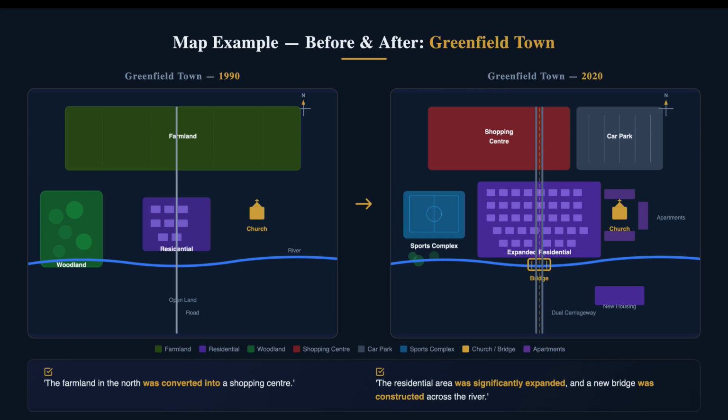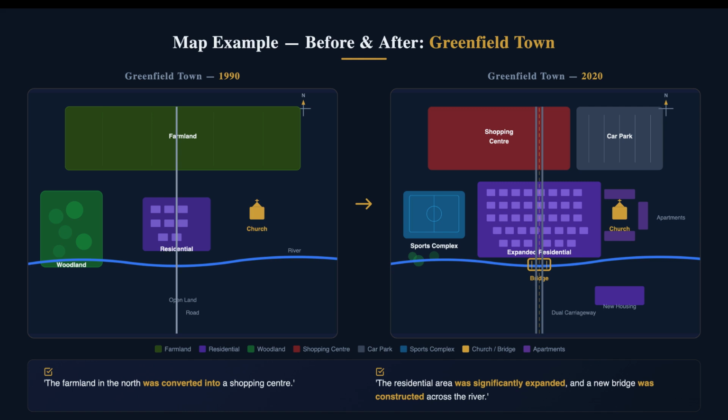So farmland in the north was converted into a shopping center. So in the north, that is a spatial vocabulary; was converted into, that is of course transformation vocabulary or lexical resources, and we use it as a passive voice, past simple passive voice right there.